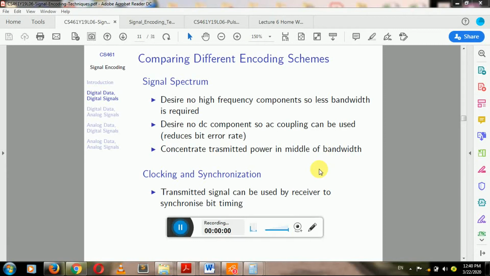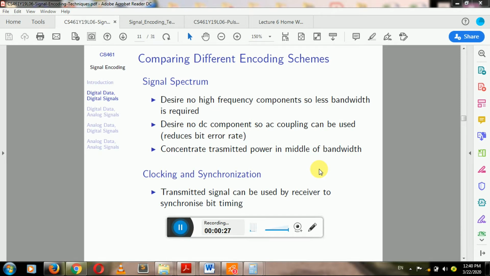Here in these slides, we will see which encoding scheme is best, or how to compare the different encoding schemes that we have seen, or how a designer wants us to choose these different schemes. So what are the different factors he needs to consider? The first one is signal spectrum, that means the bandwidth occupation.